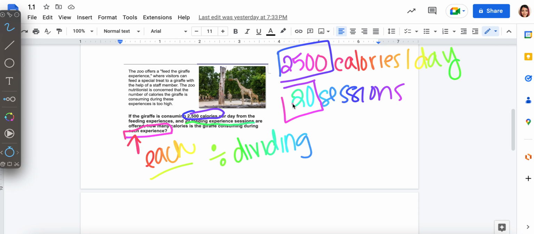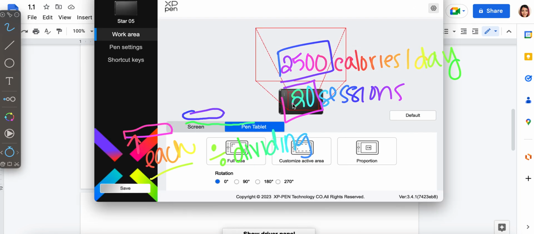Again, you can make a simpler problem. If the giraffe eats 100 calories per day and we have 5 sessions, 100 divided by 5 is 20. Or you can even say 10 calories in 2 days. How many calories does he eat a day? 10 divided by 2 is 5. Make it simpler if you can't really determine what it is.